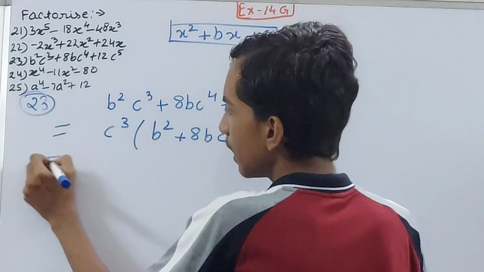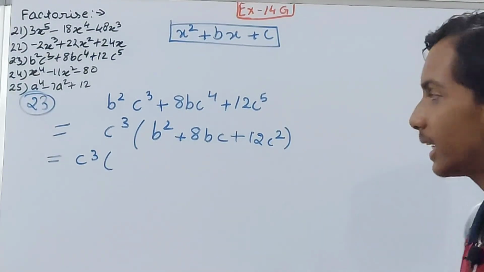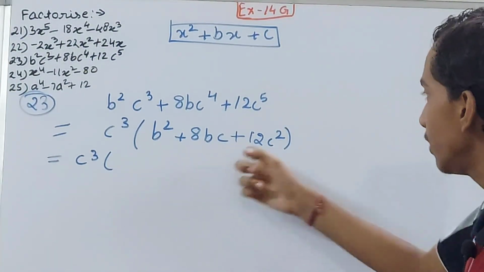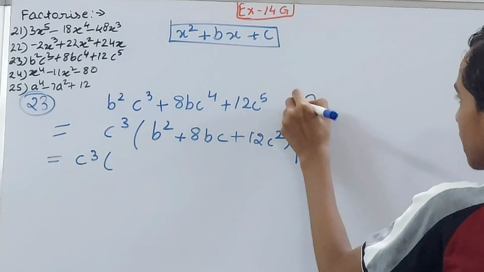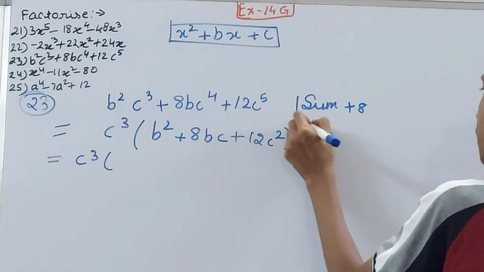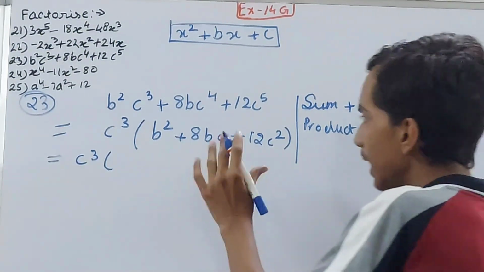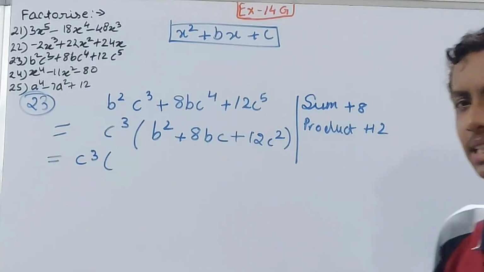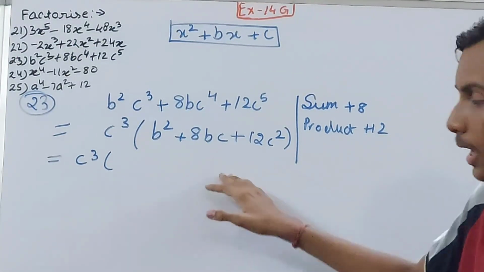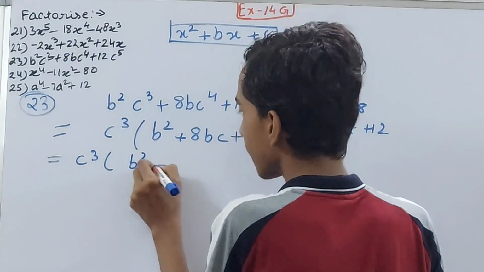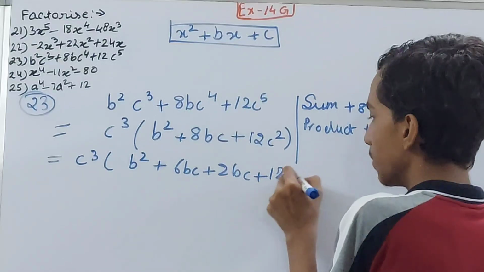See, now you have to use the same rule. Your middle term is 8, and as I said, you have to split it in such a way that the sum has to be 8bc and the product has to be the value of c, that here is 12, the numbers I'm talking about, not the variable. So the sum has to be plus 8 and product has to be also plus 12, right? This way you have to split it. Let's look at a few factors of 12. So 6 and 2, that will fit it. 6 into 2 is 12, 6 plus 2 is also 8. That means we will have b square plus 6bc plus 2bc plus 12c square, right?